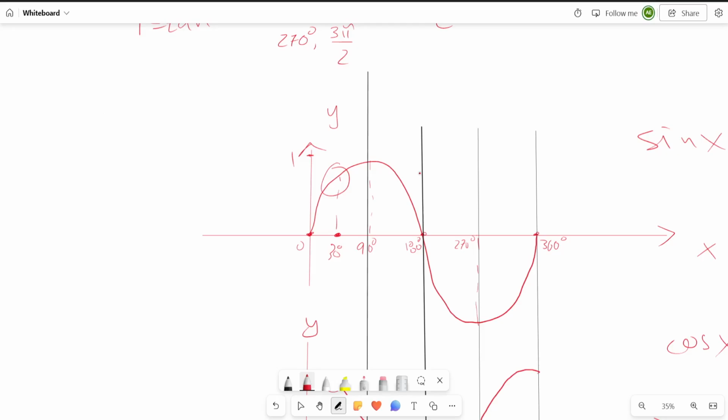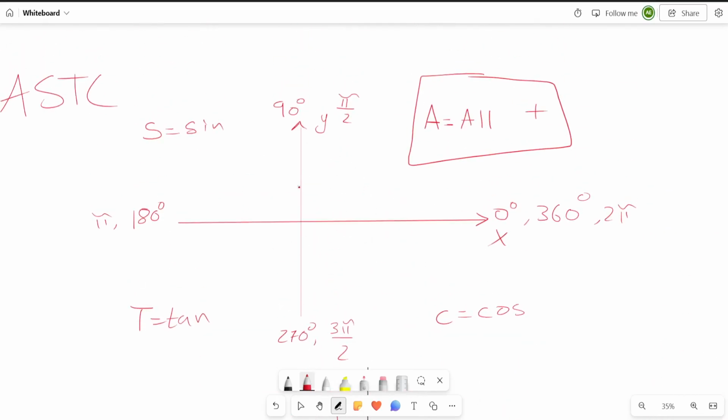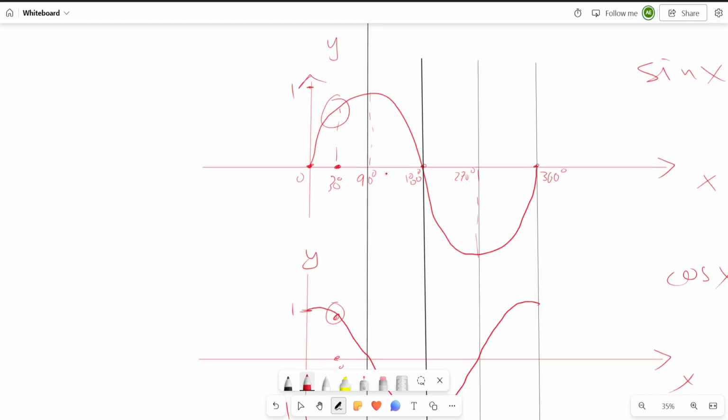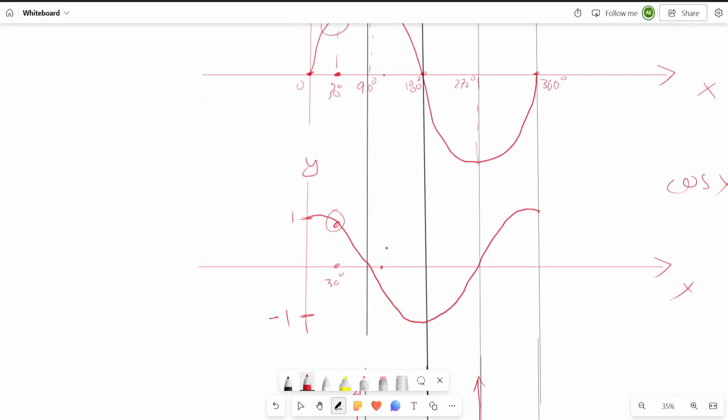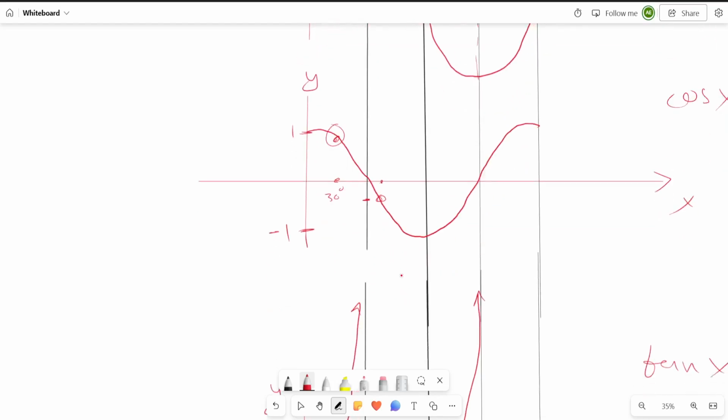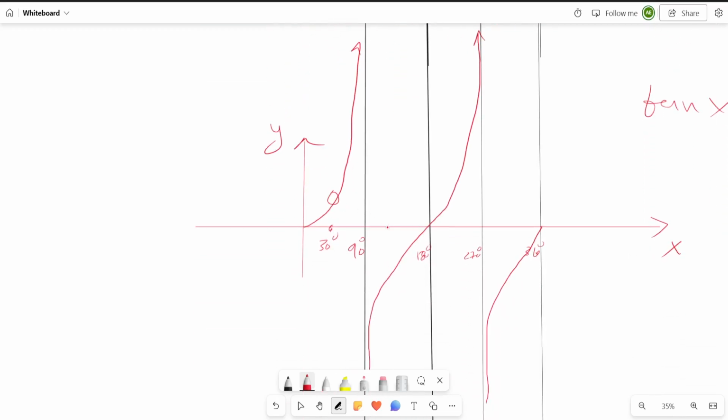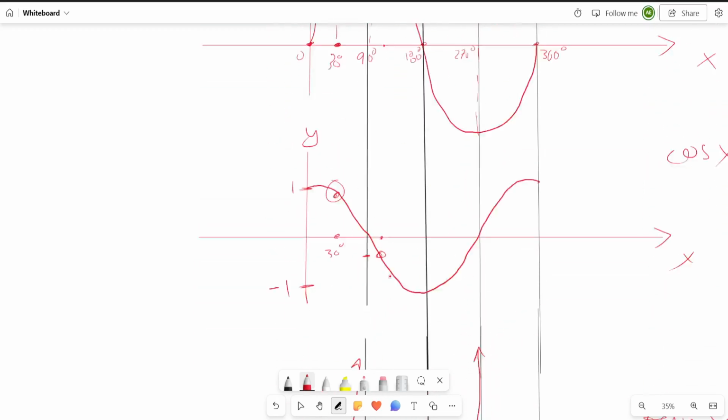So let's check the next region, which is from 90 to 180. What does my ASTC rule say? It says that only sine is going to be positive from any angle between 90 and 180. Let's take an angle as 100 degrees, for example. So 100, let's say, is about here. So I can confirm that my sine is positive. However, I can see that for the 100 degrees, my cosine now is a negative value, okay? And my tan as well for 100 degrees is a negative value.